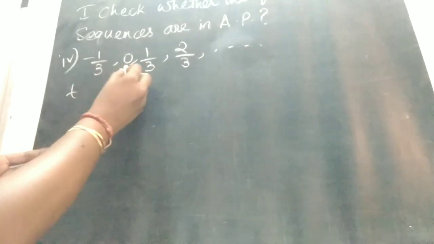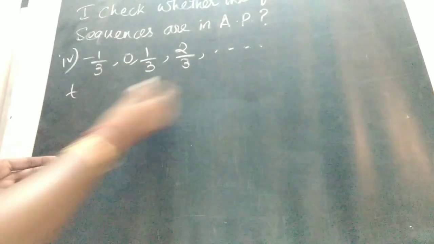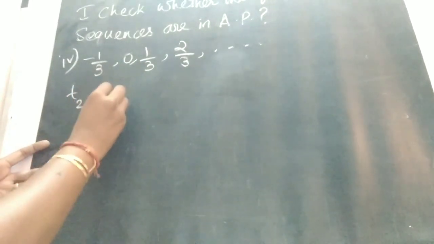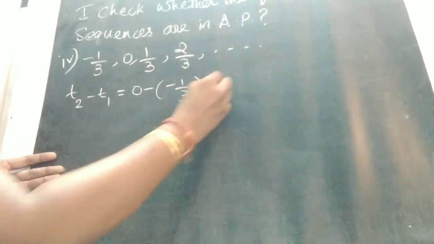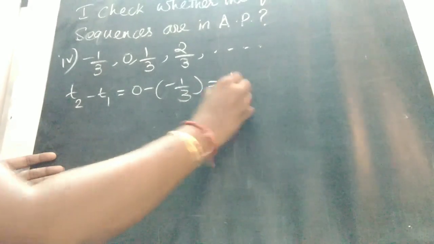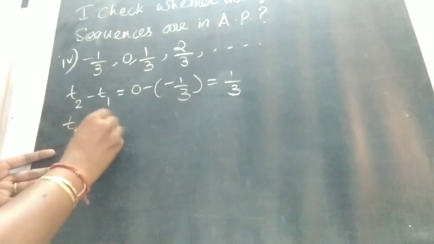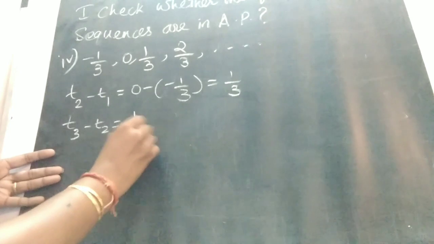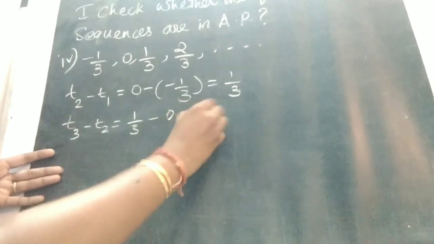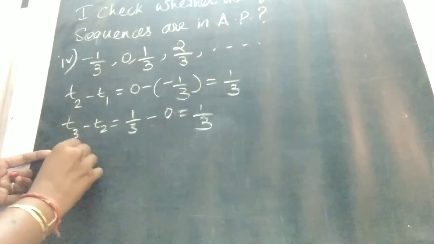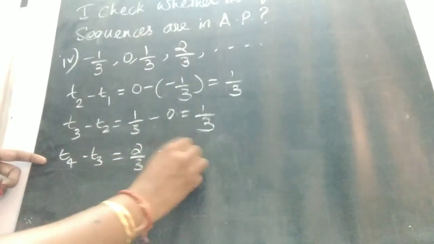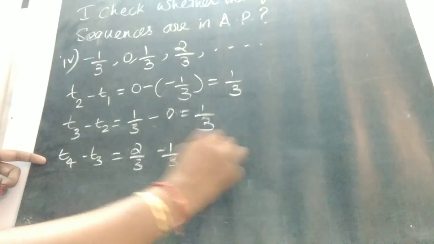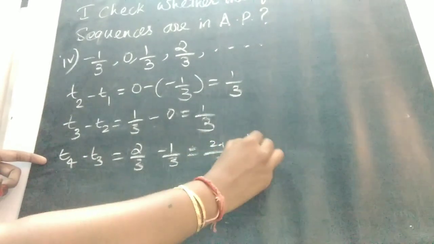Now look at the next question, 2.5, fourth question. Minus 1 by 3, 0, 1 by 3, 2 by 3, does it form an AP or not? T2 minus T1: 0 minus of minus 1 by 3. That is 0 plus 1 by 3, that is 1 by 3. Same way T3 minus T2: 1 by 3 minus 0, which is again 1 by 3. Next T4 minus T3, which is 2 by 3 minus 1 by 3. Taking the common denominator 3, 2 minus 1, which is again 1 by 3.